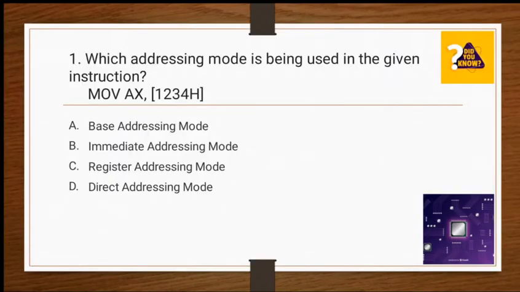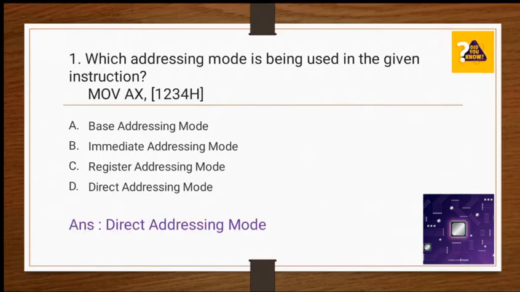The first question: which addressing mode is being used in the given instruction? MOV AX, [1234H]. The options are option A, base addressing mode; option B, immediate addressing mode; option C, register addressing mode; option D, direct addressing mode. So the answer is direct addressing mode.